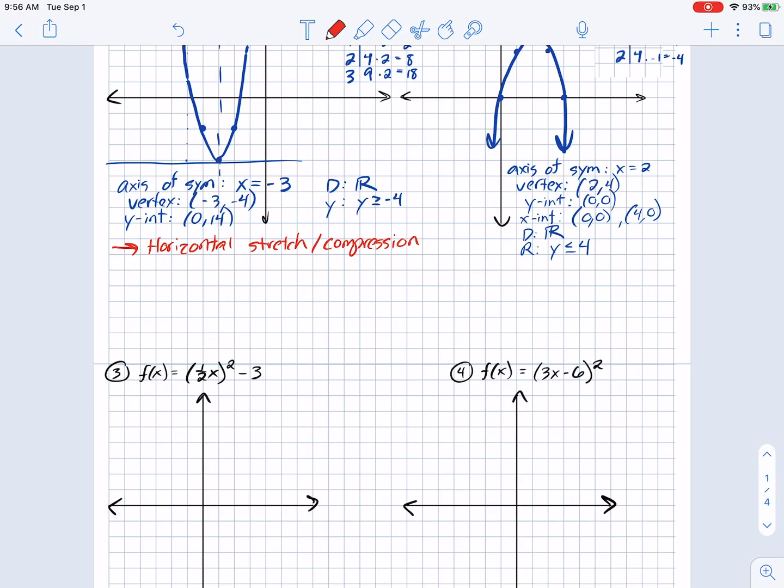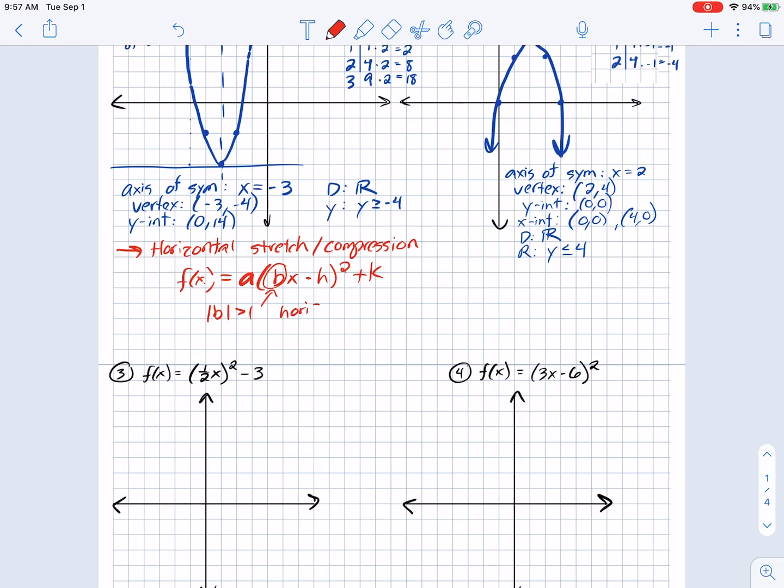So if we write out our vertex form, a times (x minus h) squared plus k, if there's a value in front of that x, which we call b, this value right here is going to act as your horizontal stretch or compression, okay? And a couple things to make note about this b value. If b is greater than 1, then it's going to be a horizontal compression. Okay, and a horizontal compression is going to look like a vertical stretch.